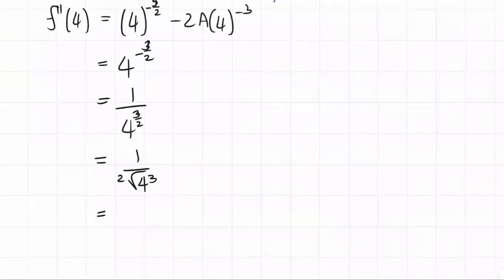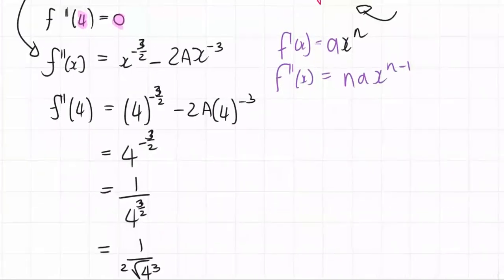So 1 over the square root of 4 cubed. Let's leave it like that for now. Okay. And come back to the one with the A. It's a little bit more straightforward.